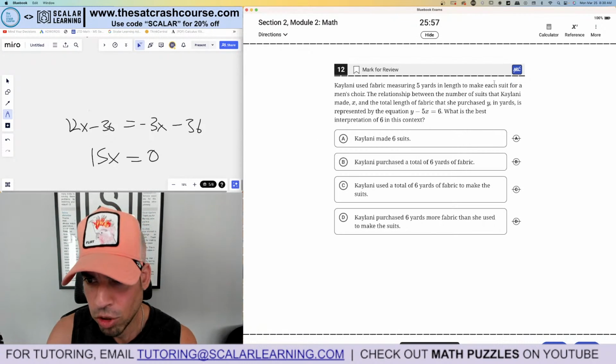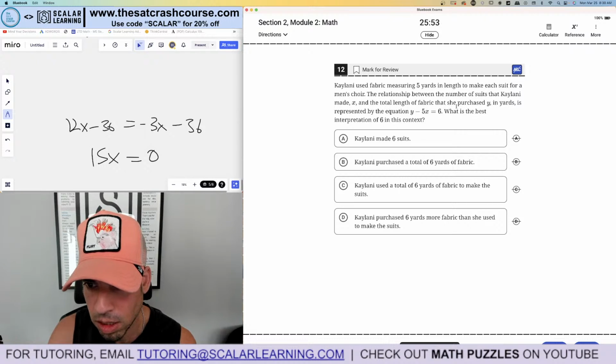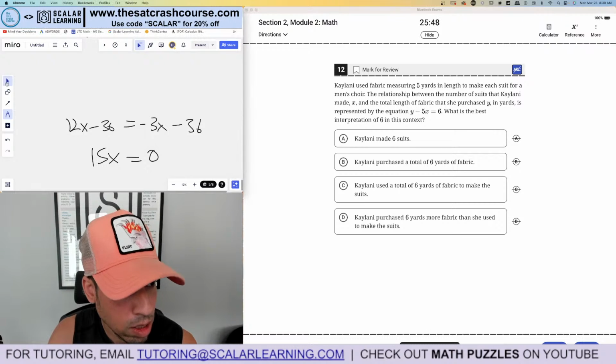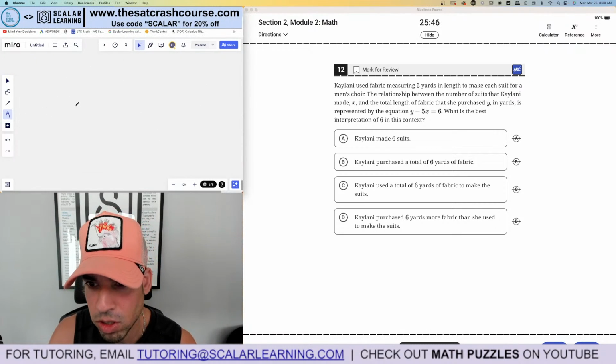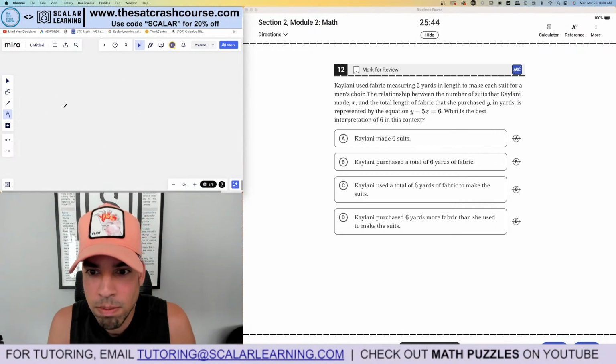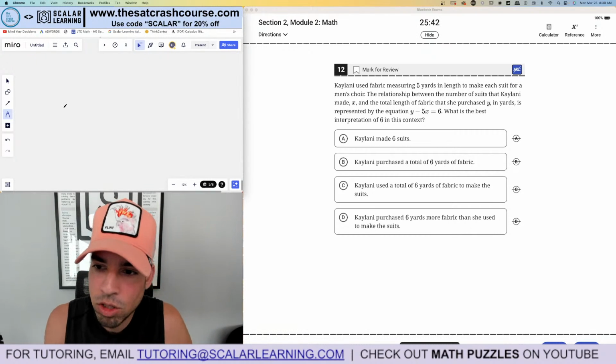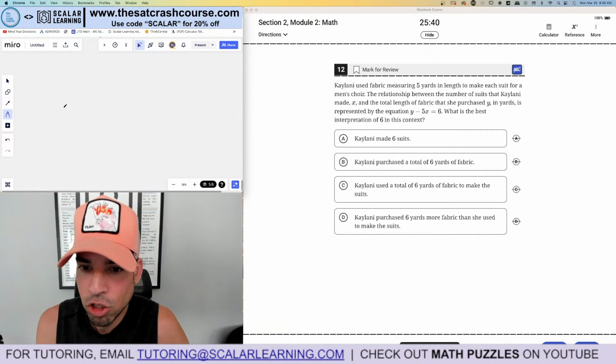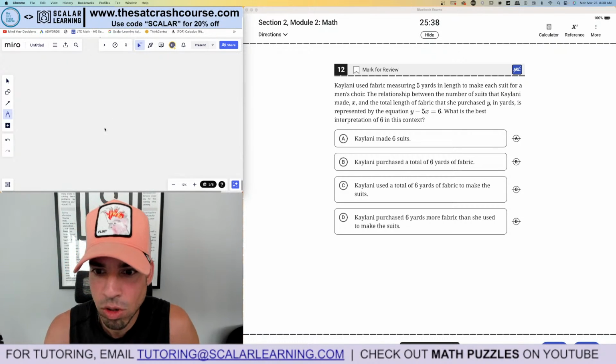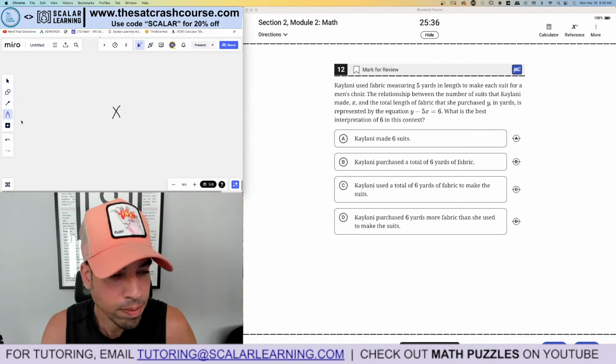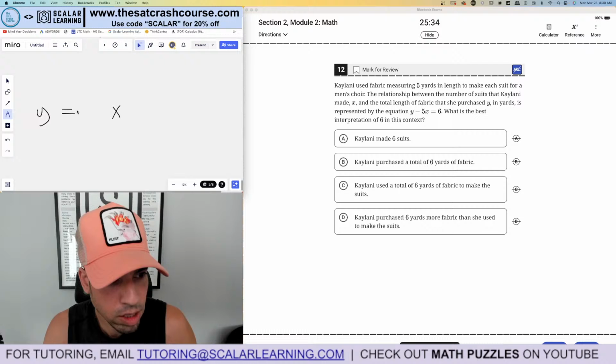Kehlani used fabric measuring 5 yards in length to make each suit for a men's choir. The relationship between the number of suits and the total fabric Kehlani used is represented by the equation y equals 5x plus 6. We need an interpretation question. Hold on. Let me think about this for a second. Kehlani used fabric measuring 5 yards in length, so that's to make each suit. So x is the number of suits. So I'll just do it like this. y is equal to 5x plus 6.